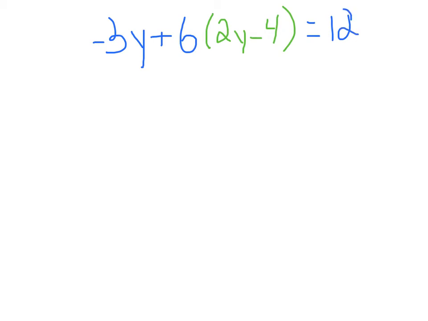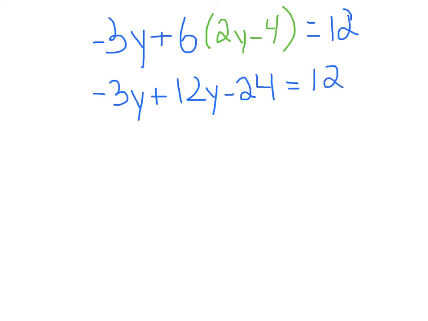So now I can solve for y. I can figure out what y is. So I'm going to distribute that 6 to the two terms inside of the parentheses, and I'm going to get negative 3y plus 12y minus 24 equals 12. Now I combine like terms and I get negative 3y plus 12y is 9y minus 24 equals 12.